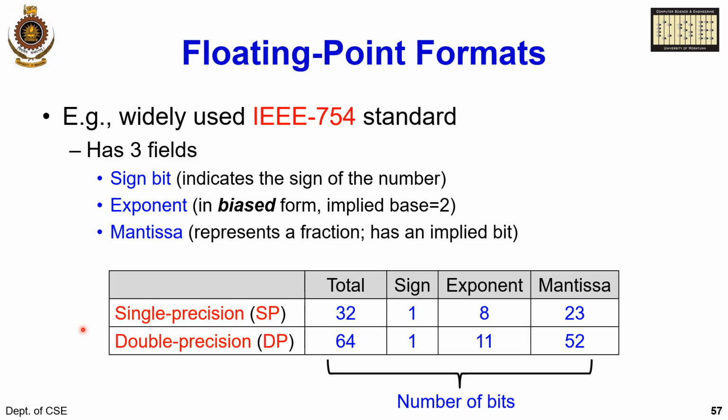So if you look at single precision and double precision floating point formats, in single precision we have a bit sequence of 32 bits to represent a number. In double precision we have 64 bits. In both cases we have 1 sign bit. For single precision we have 8 bits for the exponent and 23 for the mantissa. In double precision we have 11 for the exponent and 52 bits for the mantissa.